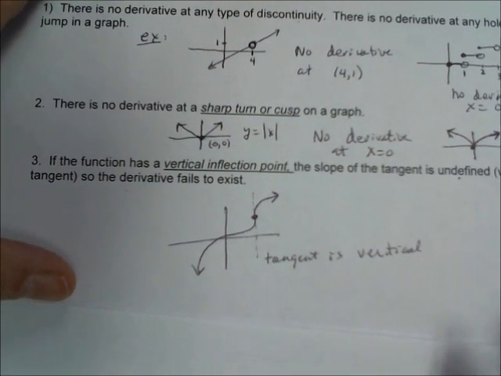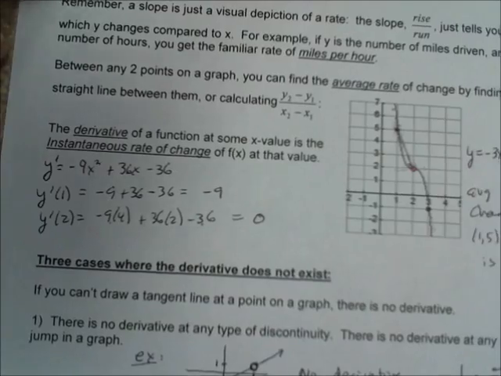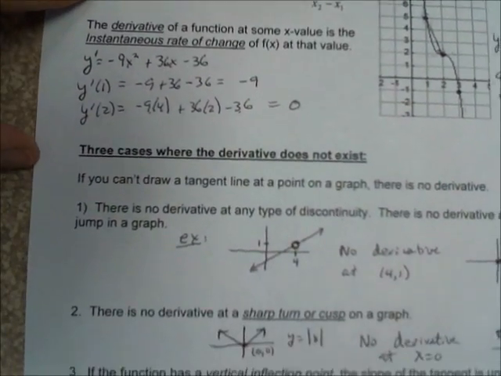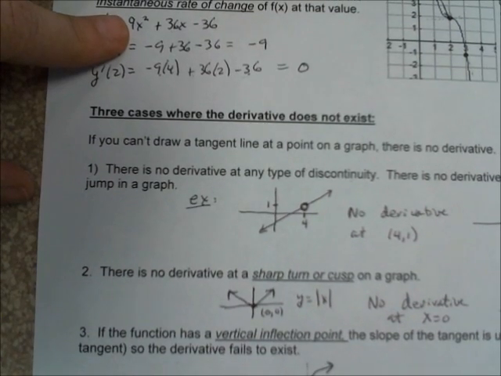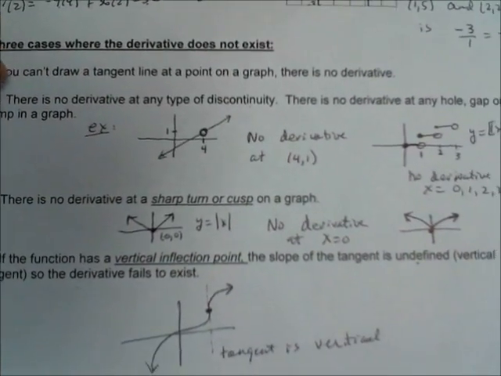So those are the three cases, and we're going to be doing some worksheets on Monday that have to do with the average rate of change versus the instantaneous rate, and we'll look at some other particular functions where the derivatives do not exist at certain points along those graphs.